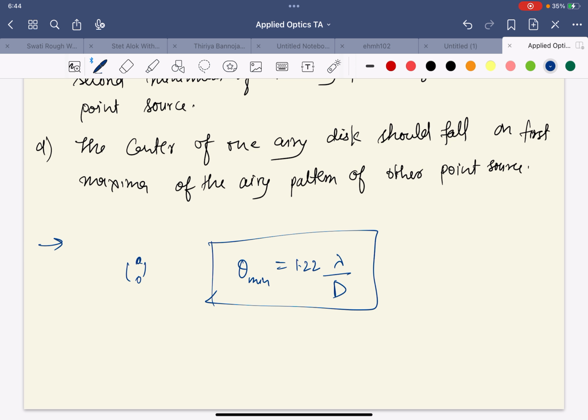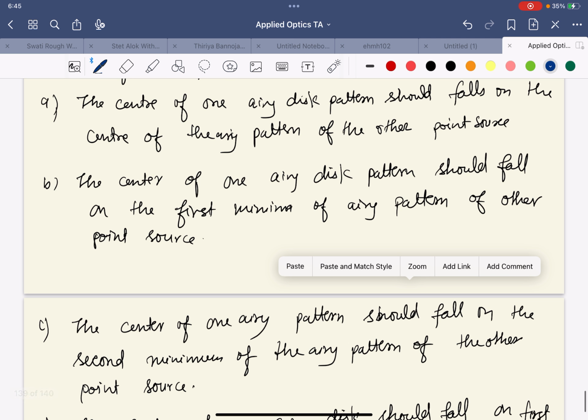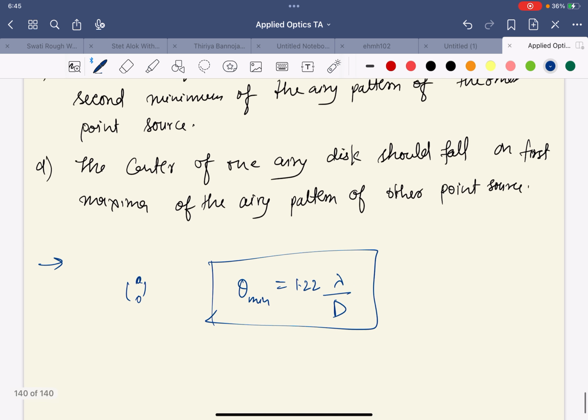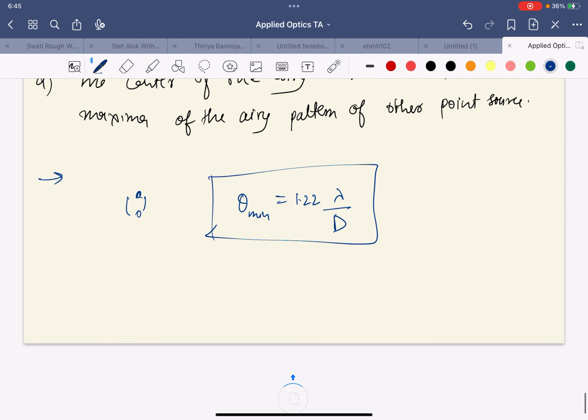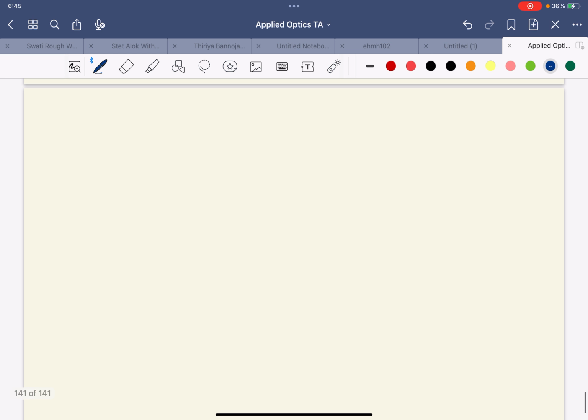It means that the center of this one Airy disk pattern should fall on the first minima of the Airy pattern of the other point source. So this is our Rayleigh criterion statement, from which we can resolve two closely spaced objects, right?